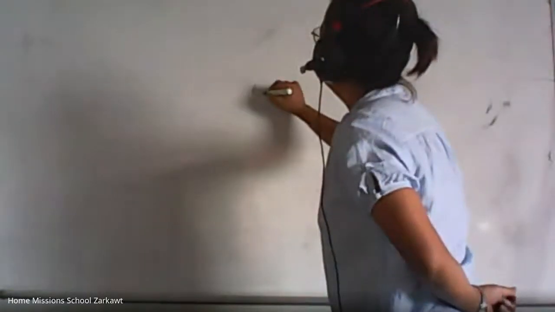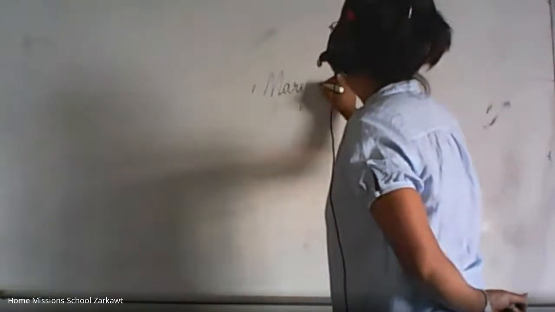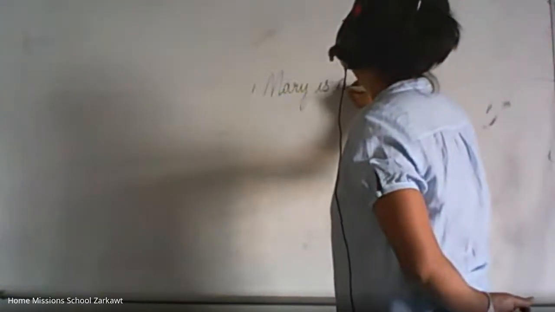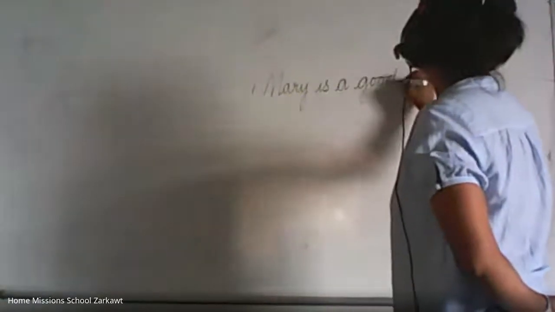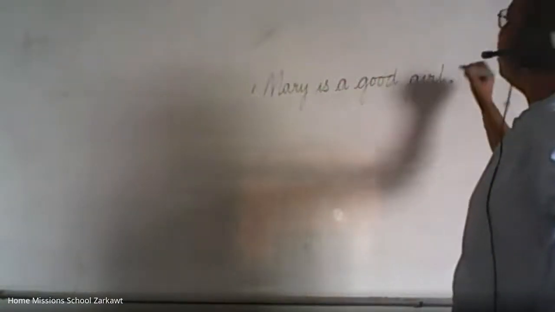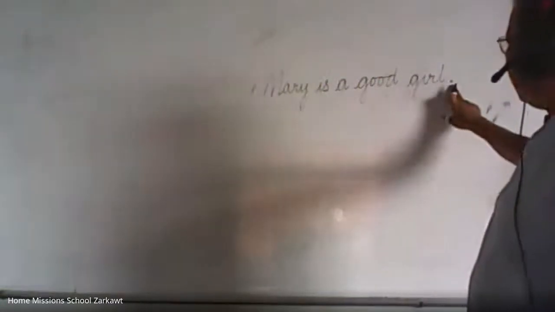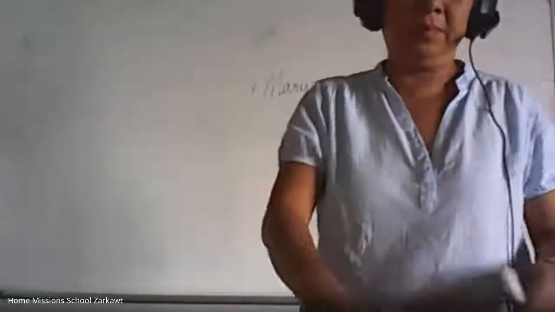Number 1. Mary is a good girl. And full stop. Okay, this is full stop. Begin with big letter. Then, number 2. The right bar we, no meaning.